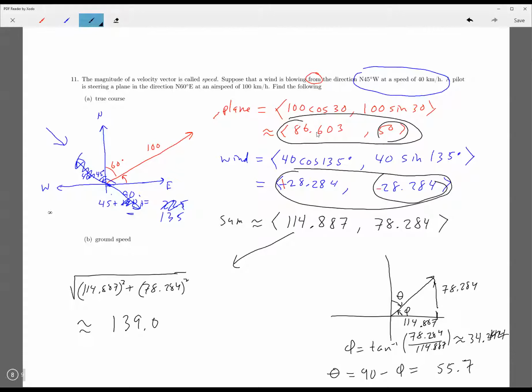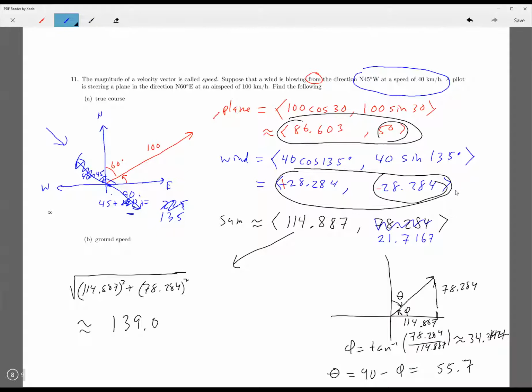I don't know what happened last time, but I added these two. Well, this is a minus, but I didn't subtract it. I actually added it. So that's actually correct. The two wrongs make a right in this kind of situation. But this one right here, 50 minus 28.284 is 21.7167.